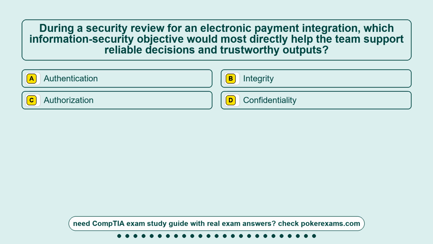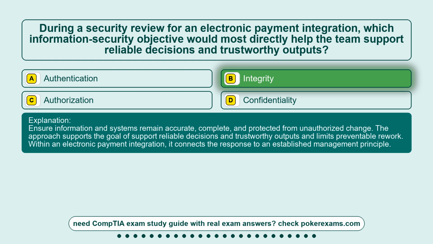Question 21. During a security review for an electronic payment integration, which information-security objective would most directly help the team support reliable decisions and trustworthy outputs? Option A, authentication. Option B, integrity. Option C, authorization. Option D, confidentiality. The correct answer is option B, integrity.